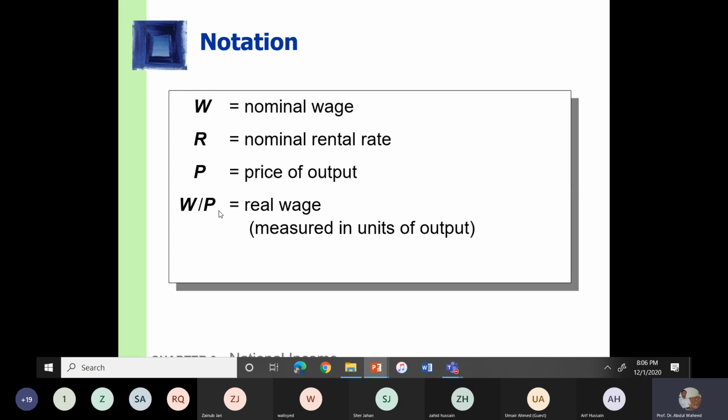So real wage matters. Then this is the nominal rental rate, and this is the price of output. So we have the real rental rate. If I want to calculate it, I will divide the nominal rental rate by the price of output. So I will get the real rental rate.